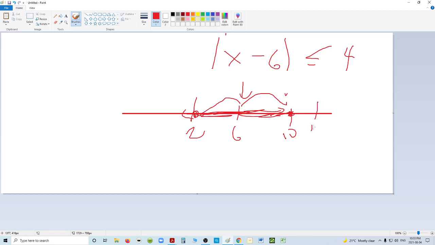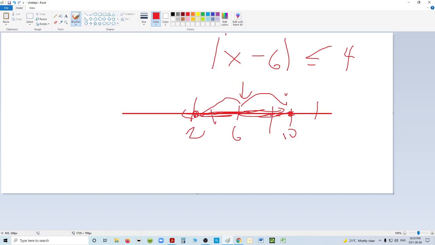When x is positive 11, I get 11 minus 6, 5. Is 5 smaller or equal to 4? No. When x is equal to 10, x minus 6, so 10 minus 6, 4. Absolute value of 4, is 4 smaller or equal to 4? Yes. 9, 9 minus 6 is 3. Absolute value of 3 is smaller than 4? Yeah. 6, I'm just jumping right to 6, minus 6 is 0. Is that smaller or equal to 4? Yeah, it is. 5 minus 6 is minus 1, its absolute value becomes 1, and 1 is smaller than 4.